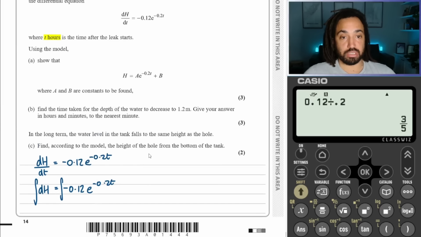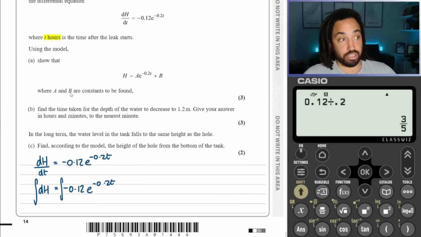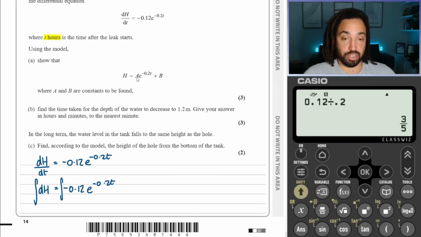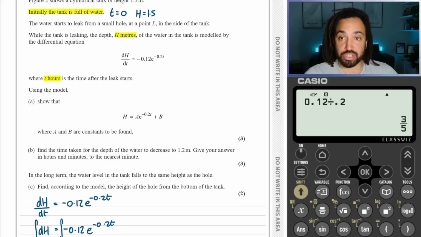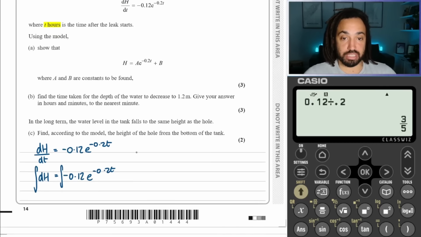Is that what they want? Right, so we found a, that's the 3 over 5. B, the constant of integration, we need a bit of information in order to find that. And that's going to come from right here. So we need to sub that in, and that's going to allow us to find that missing constant.